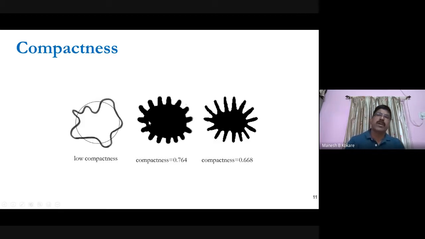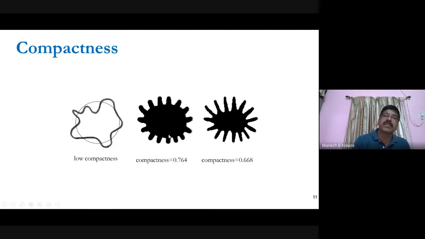Okay, a circular object will be more compact as compared to other objects if you take area divided by perimeter square. So this other object will be less compact: the perimeter will be larger in that case, but the area will be less, so definitely compactness will be less. In this case, the area is somewhat larger as compared to this one, and the perimeter is less.